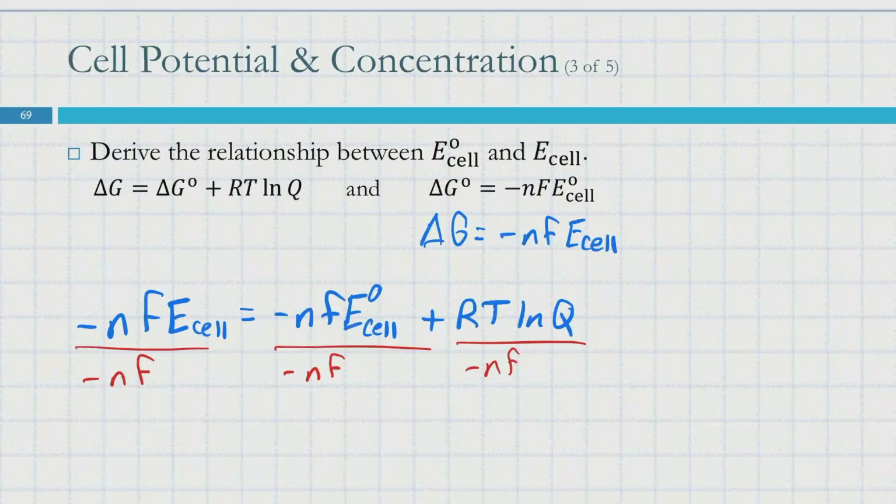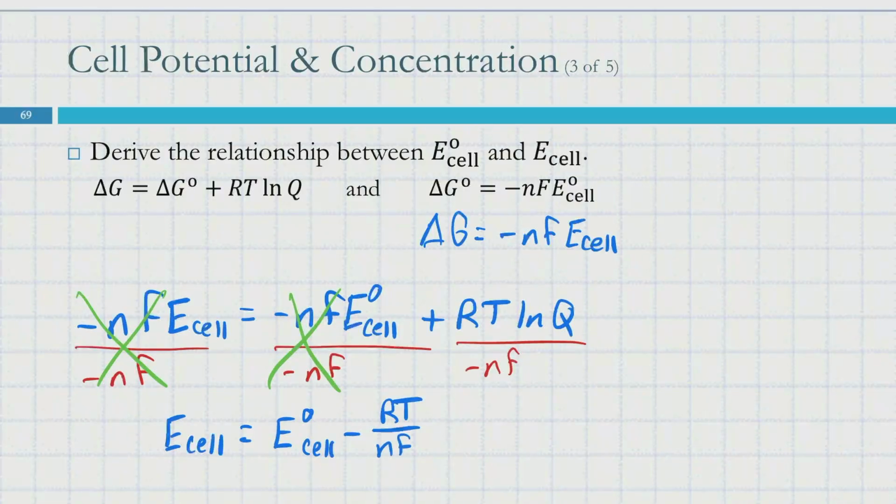So to get rid of both of those negative nFs, E cell equals E naught cell minus RT over nF ln Q. Hopefully that RT over nF ln Q looks somewhat familiar. Imagine that there's a K there instead of a Q. We just saw that earlier today.